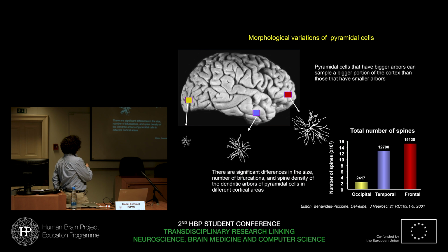In this study, we observed that the area covered by the basal dendrites of the neurons in each field is very different, as well as the total number of spines being lower in the occipital lobe and maximum in the frontal lobe. So these differences may indicate that the processing of the information in each area is very different.